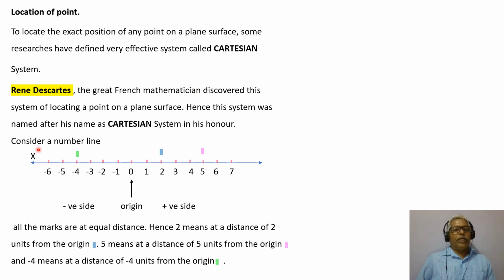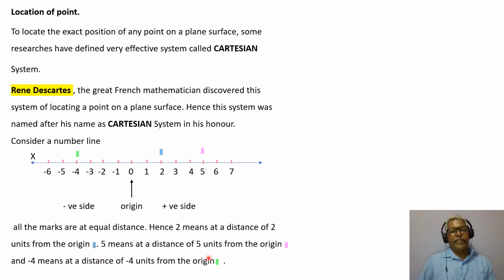So consider a number line. This is how it works. This is a number line. Let us name it x. So the origin and all these points lie at equal distance from each other: 1 is at some distance from 0, then 2 lies at the same distance from 1, like that. This is the positive side, this is the negative side, this is the origin. This is how the Cartesian system starts. So all the marks are at equal distance. Hence 2 means at a distance of 2 units from the origin.